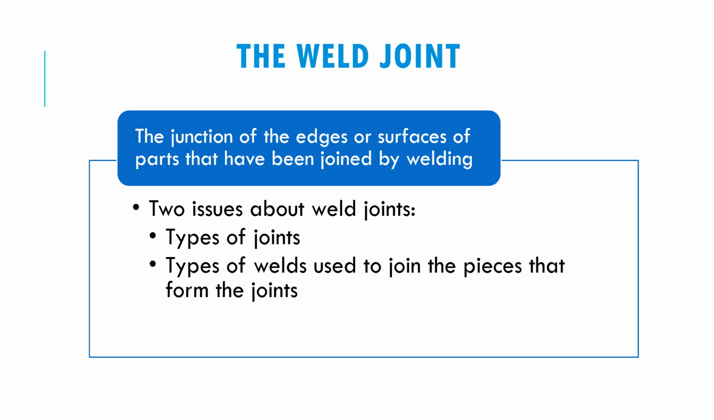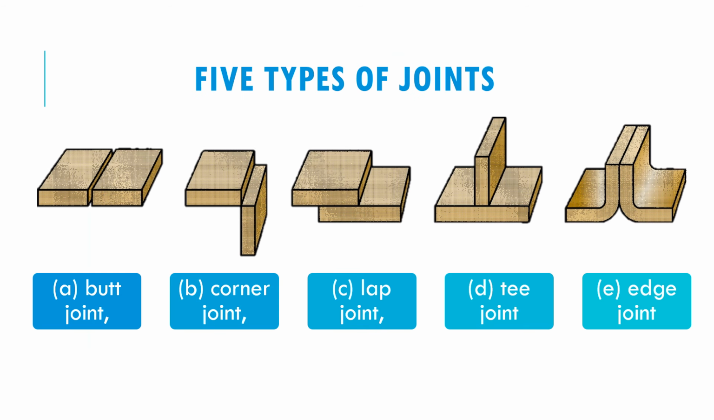Now, let us look into the weld joint first. The junction of the edge or surface of the parts that have been joined by welding is called a weld joint. There are two issues that you have to know about the weld joint: the type of joint, and the type of weld used to join the pieces that form the joint. First, let us look at the five types of joint.